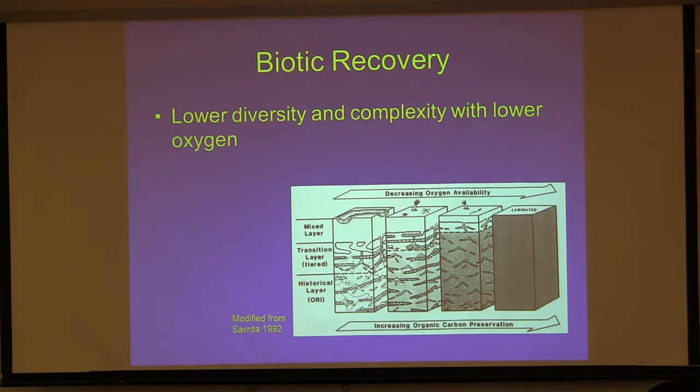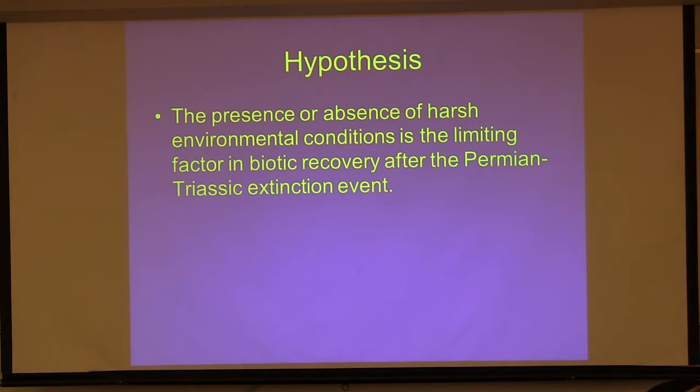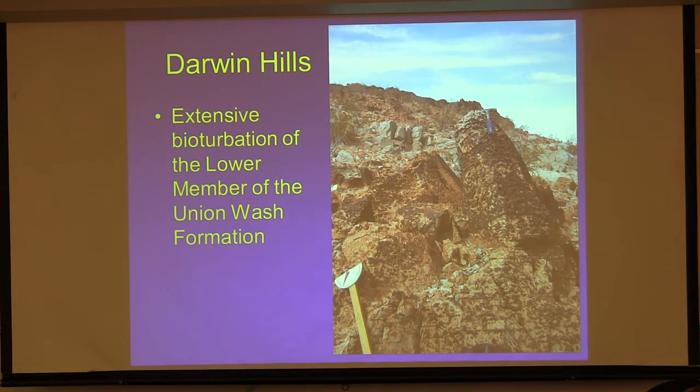Biotic recovery was mainly dependent on oxygen. So as oxygen leaves the system, you get lower diversity and lower complexity of your trace makers over time. This is also true for the other environmental stressful situations: hypercapnia, high salinity, high alkalinity. So my hypothesis was the presence or absence of harsh environmental conditions is the limiting factor in biotic recovery after the Permian-Triassic extinction event.